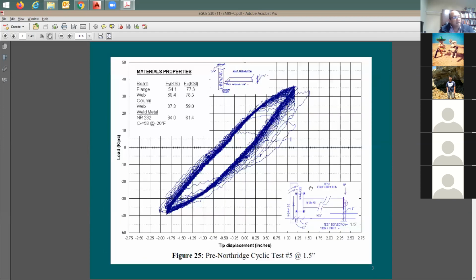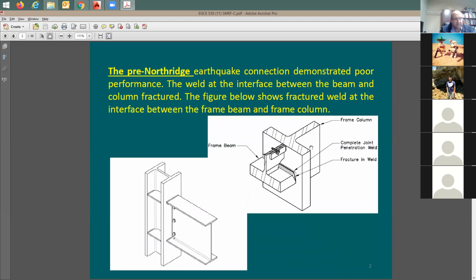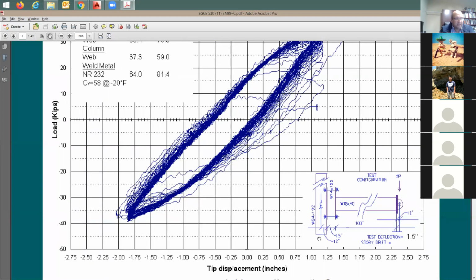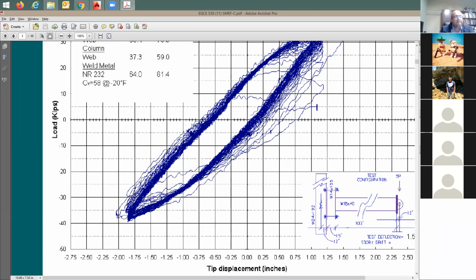So what happened? Look at some testing here for a connection, the pre-Northridge connection. As you see here, you have a vertical member, which is a column. We attach it to a strong wall, something very strong, and this is the column that you are testing. And this is the beam. This is like a setup in the lab, with the rig or strong wall that you are attaching this to, because you'd like to simulate the existing moment frame system.